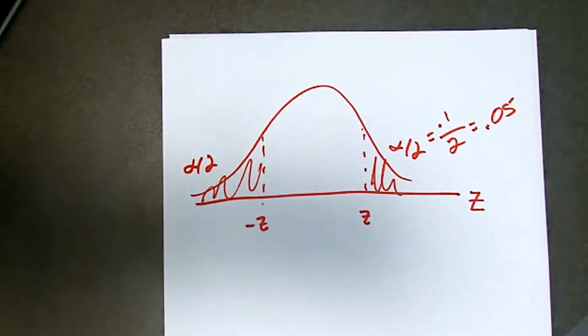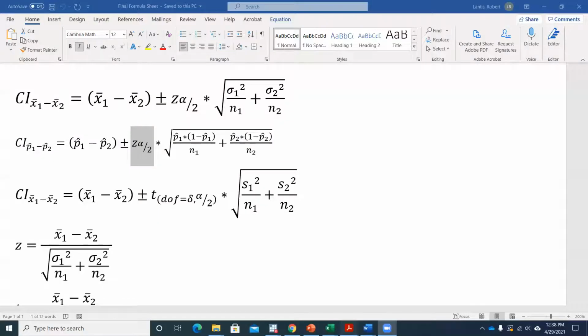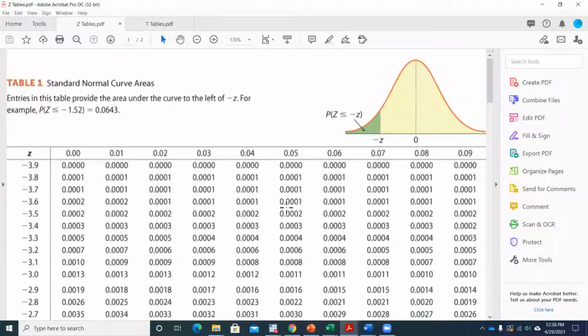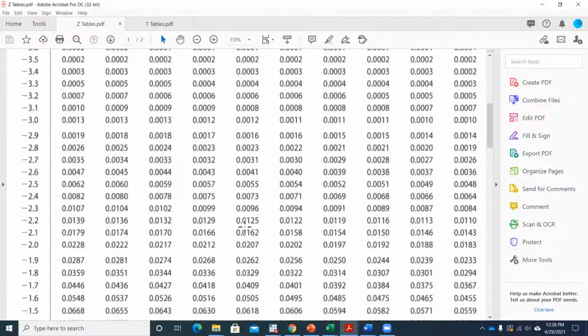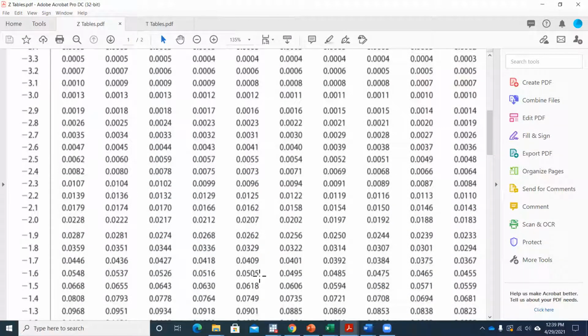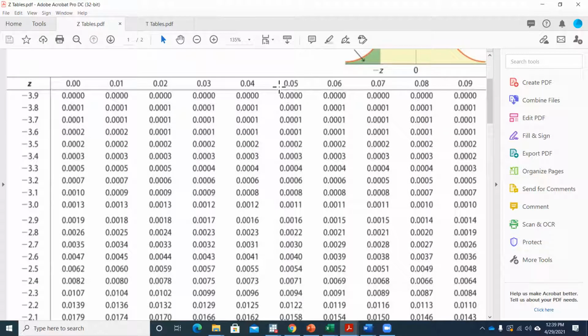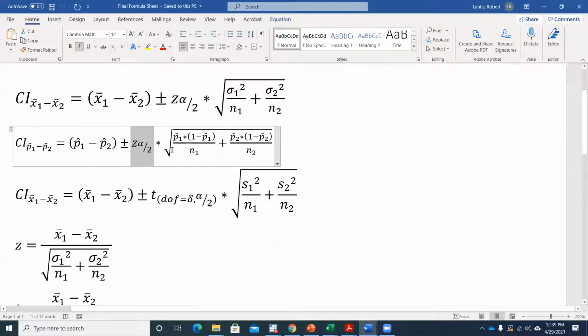There are 2 ways you could do this. You could go to that standard normal table. The area I want in the tail is 0.05, so I look up in the middle the area I want and find what's closest. I'm in between these 2 values, negative 1.64 and negative 1.65, so I'll use the higher of the 2. The negative and positive signs are already built into our confidence interval, so I just need that 1.65 value.